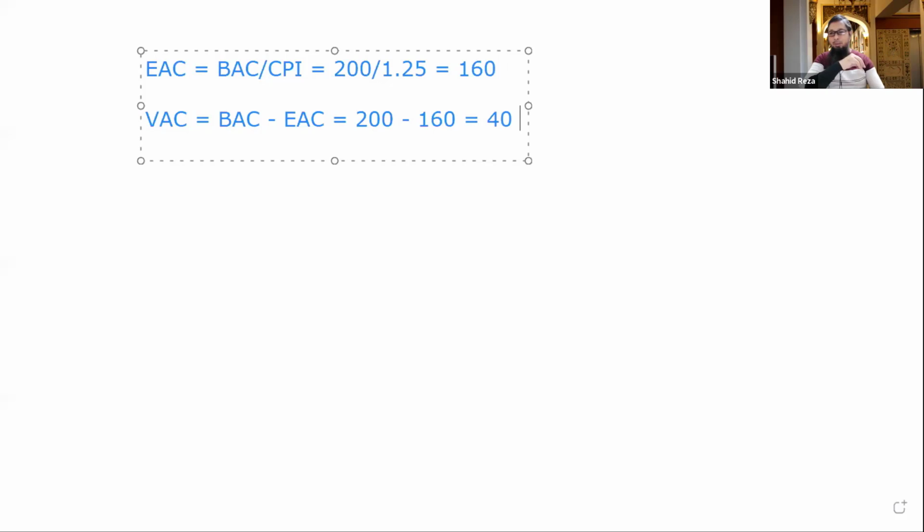If our performance throughout the project for the last two days, if the progress is the same, then we may save $40. This positive means we can save $40, variance at completion. But if our performance was bad, then what would happen? Then we may get negative. Negative means that the negative amount is how much extra money we need to complete the project.